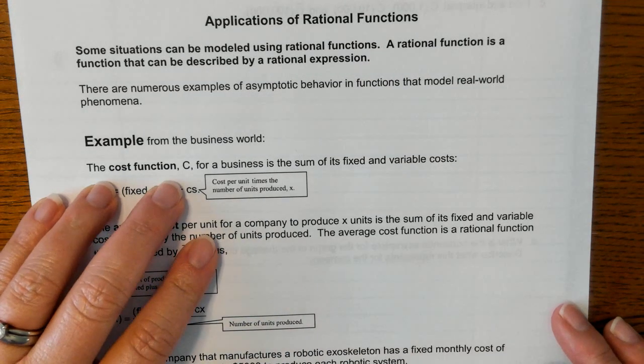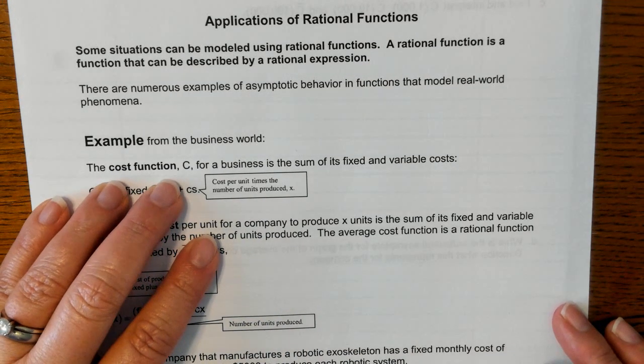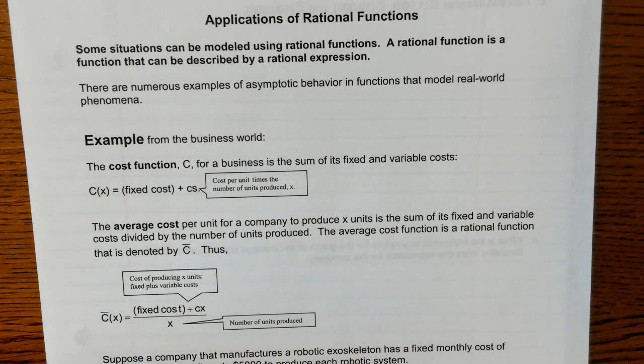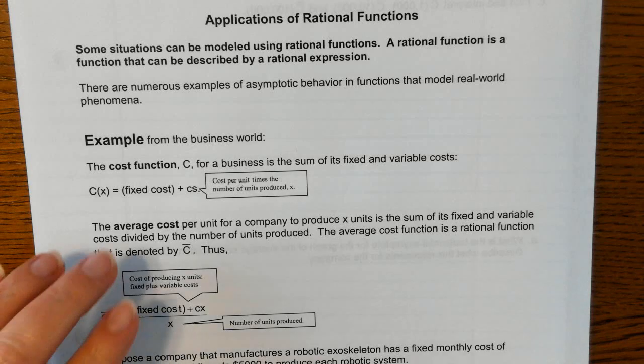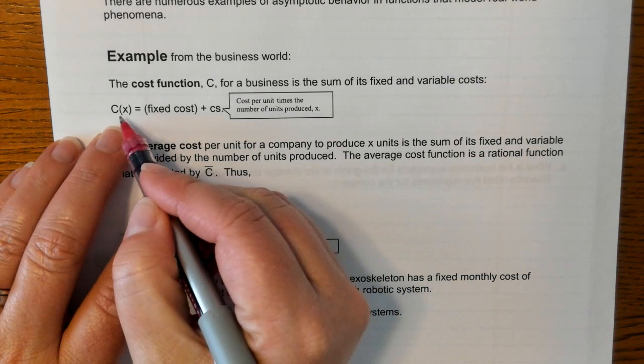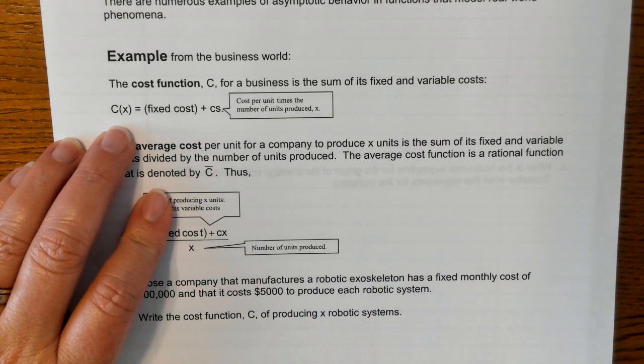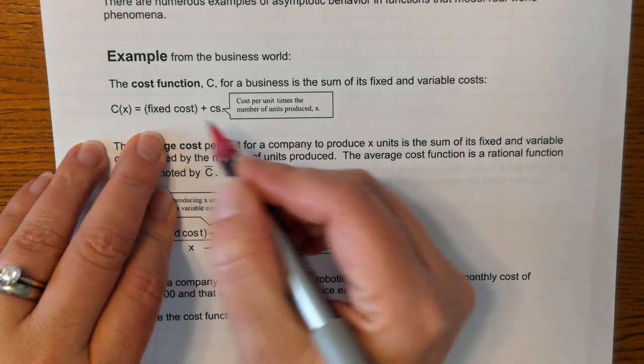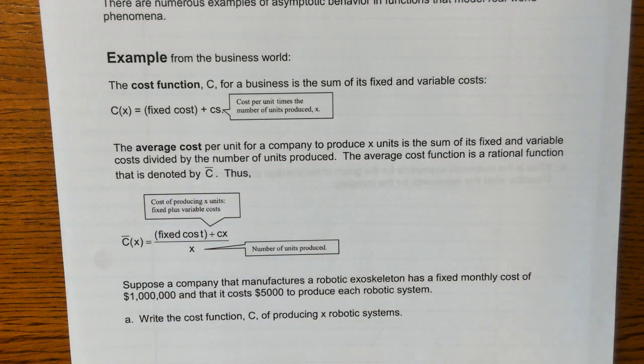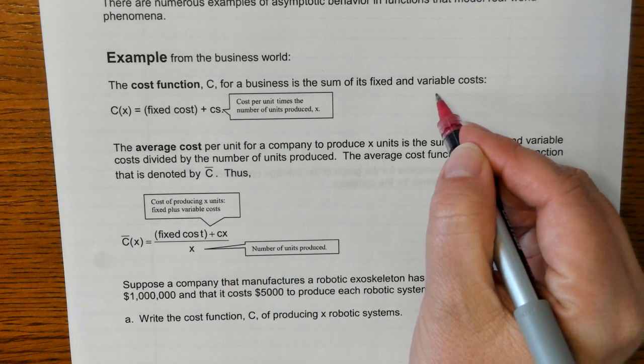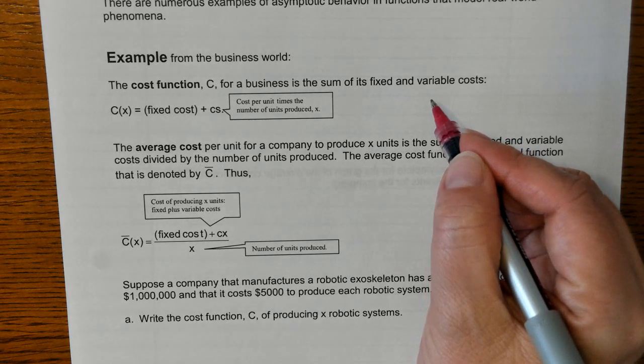So one thing you're probably going to want to calculate is what we call a cost function. The cost function is how much money you are spending for your business. We're going to call that C of x because it is a function, and it is based on two components: your fixed cost and then your cost per item, your variable cost. We studied that back in chapter 2.